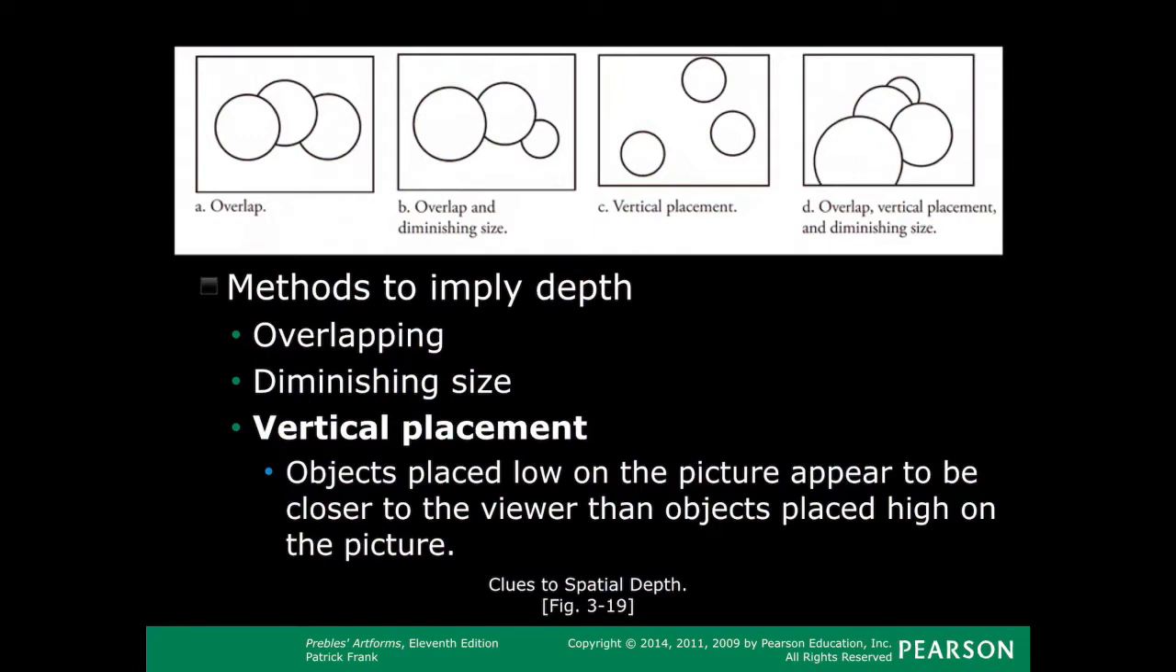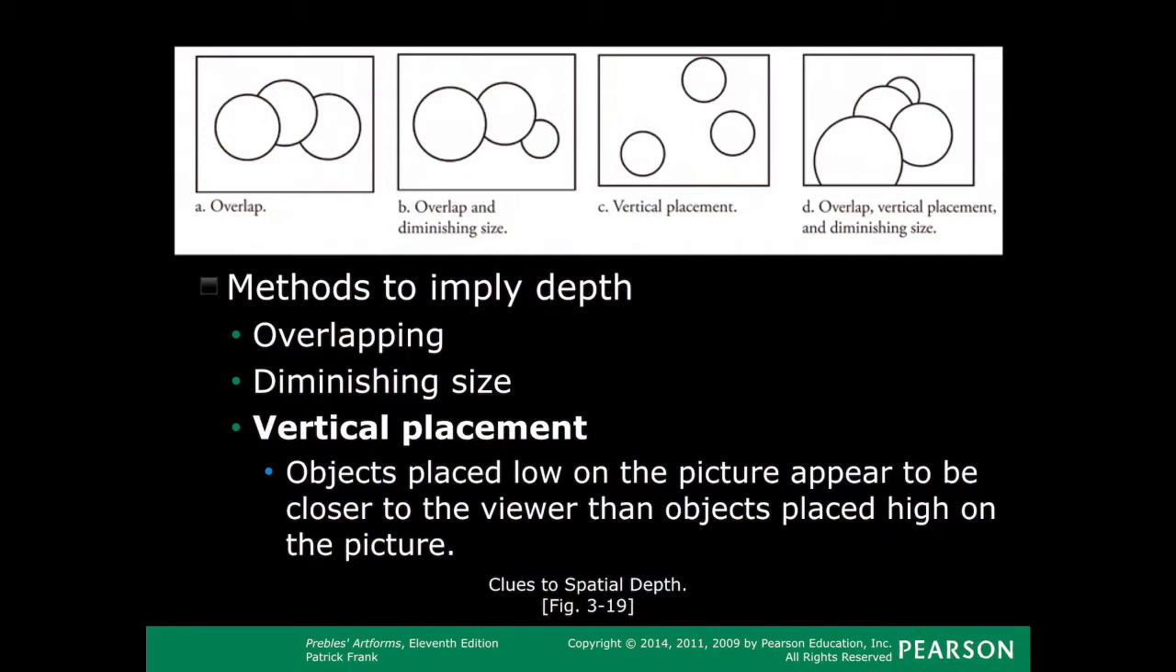And here are different methods that artists use to imply depth in their works. They do overlapping of the objects. They also draw objects and paint them using diminishing sizes. So if you are drawing an apple, and you draw an apple in the center of your paper, that's somewhere in the middle, but if you draw the same apple a little bit smaller, then it feels like it's further away, assuming that the apple is the same size.